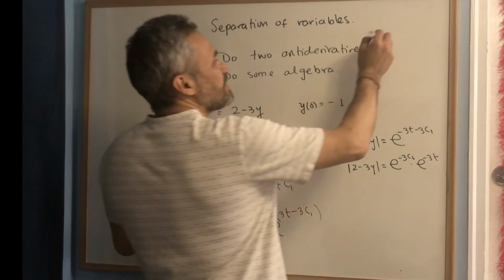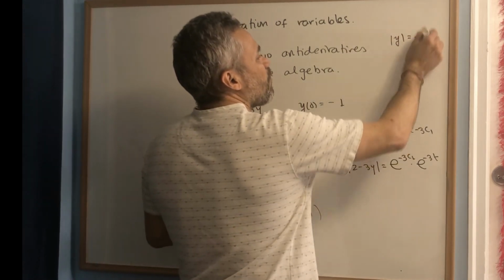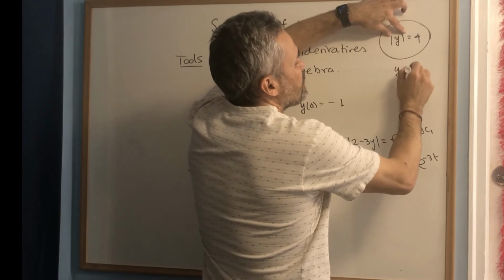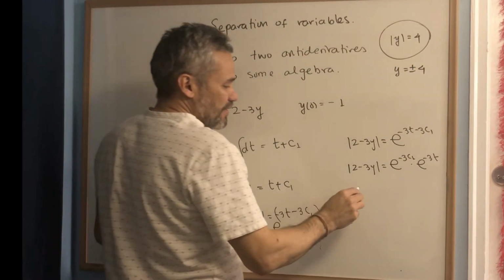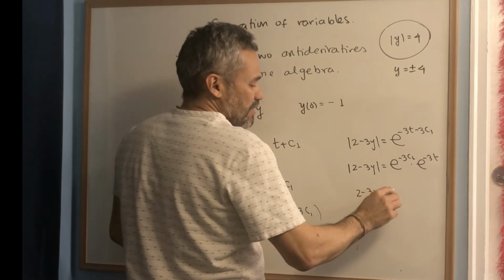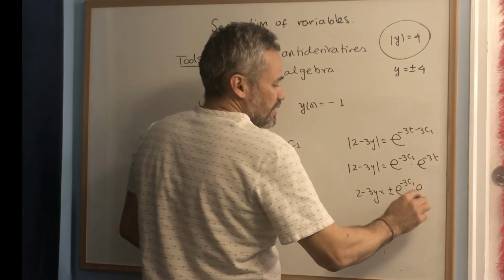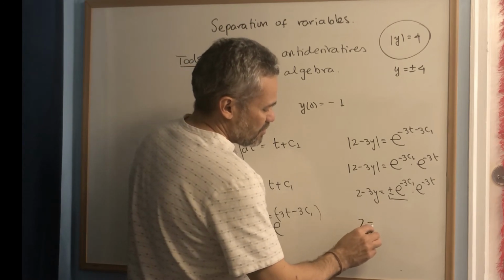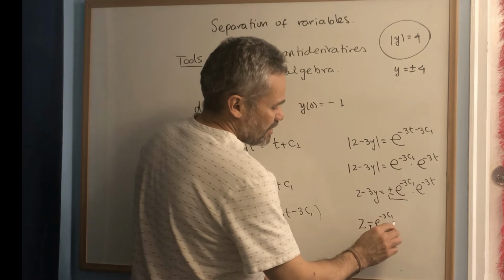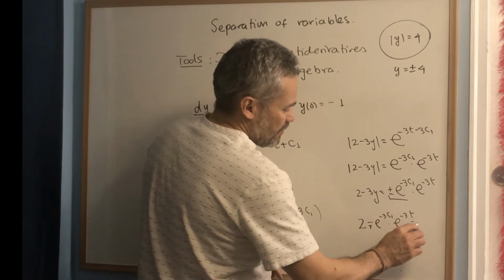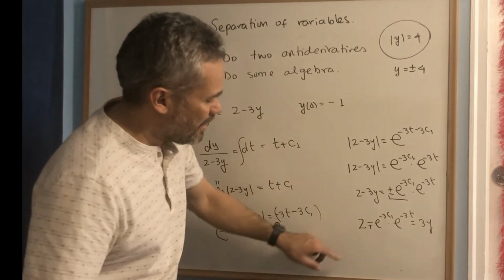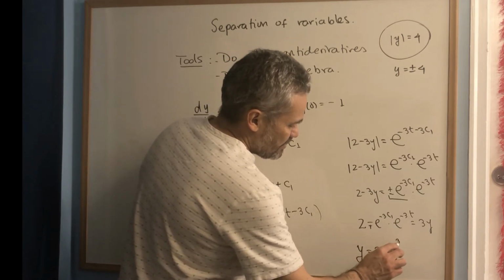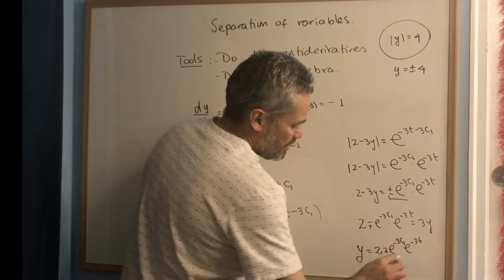But when we have an equation like absolute value of y equal 4, what is the solution of something like this? You can break the absolute value, but then you end up with a plus or minus. Then here we have that 2 minus 3y is plus or minus e to the negative 3c1 times e to the negative 3t. So we can solve for y. Let's see what we have. We have that 2 minus plus e to the negative 3c1 times e to the negative 3t is equal to 3y, and therefore y is equal to 2 minus plus e to the negative 3c1 times e to the negative 3t over 3.